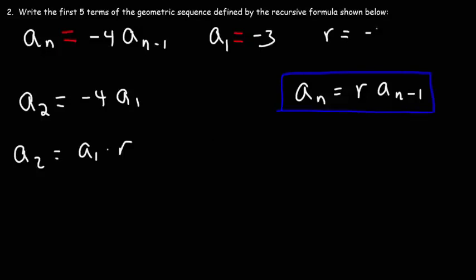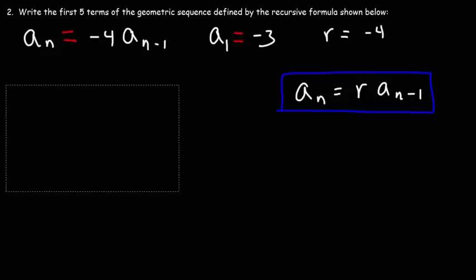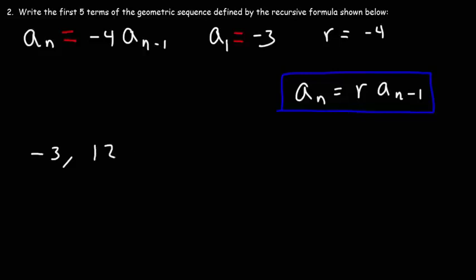So the common ratio is this number, -4. So once we have the first term and the common ratio, we can easily write out the sequence. The first term is -3. The second term will be -3 times -4, which is 12. The third term will be 12 times -4, which is -48. The fourth term is -48 times -4, which is 192.